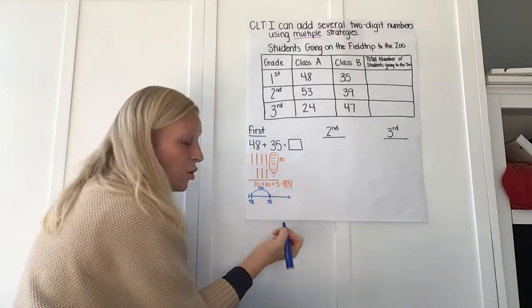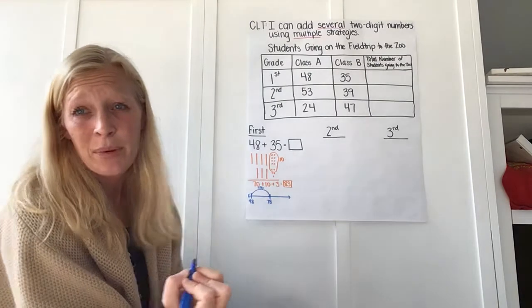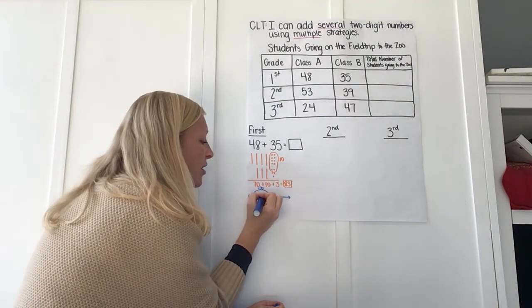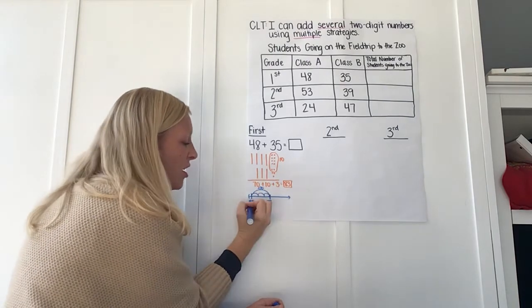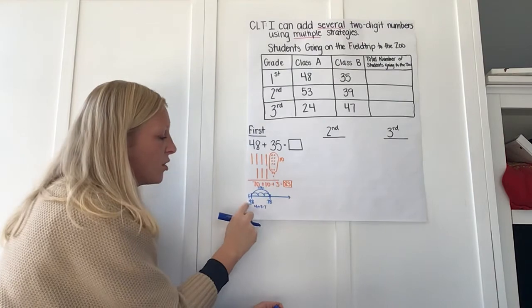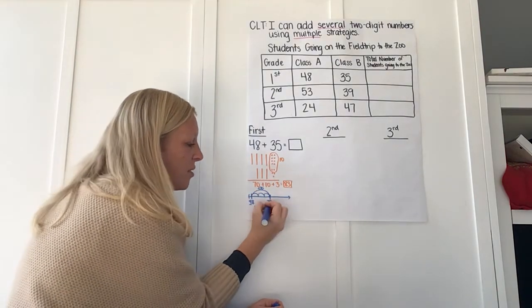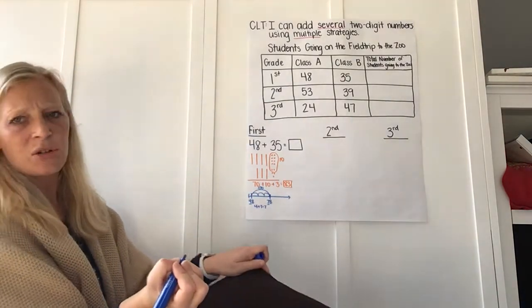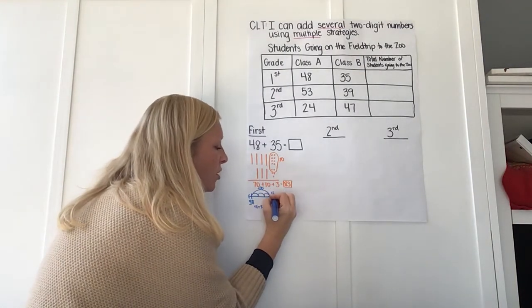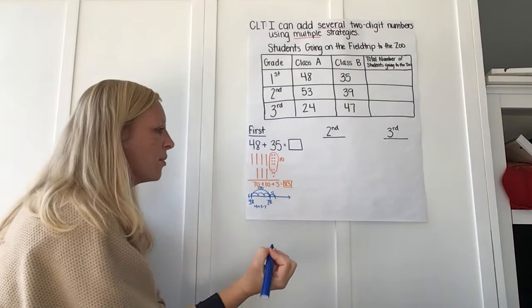Okay, so if you were having a hard time making that big jump of 30, you could even say 48, 58, 68, 78. But you also know that 4 plus 3 equals 7. So 48 plus 30 is going to be 78. And then what did you do? Did a little jump of 2. Why did you do a little jump of 2?